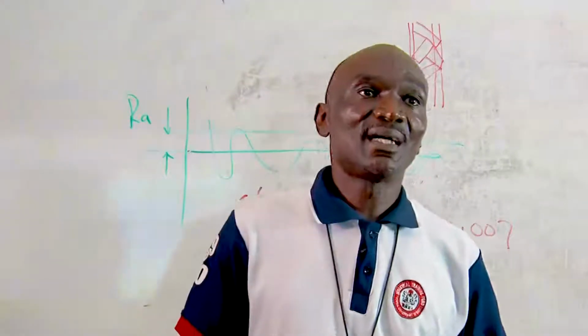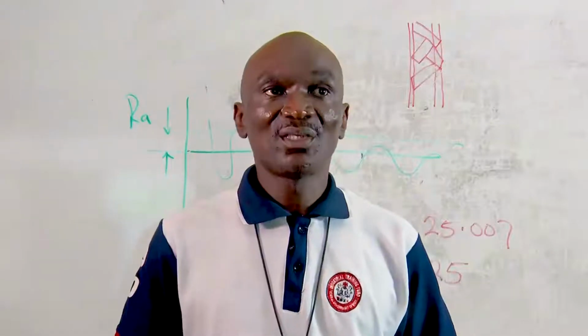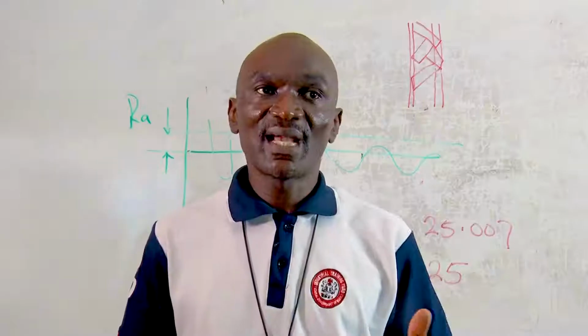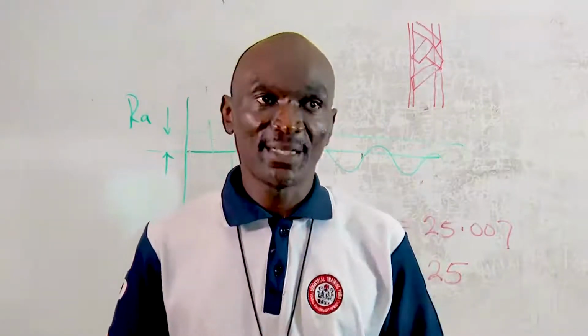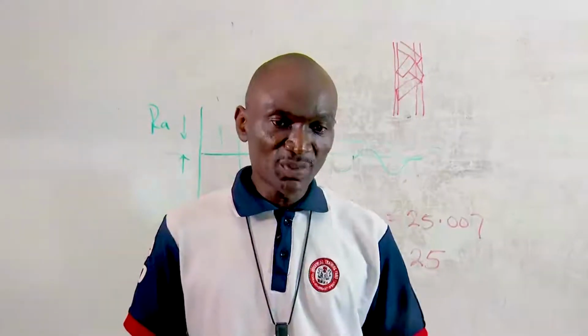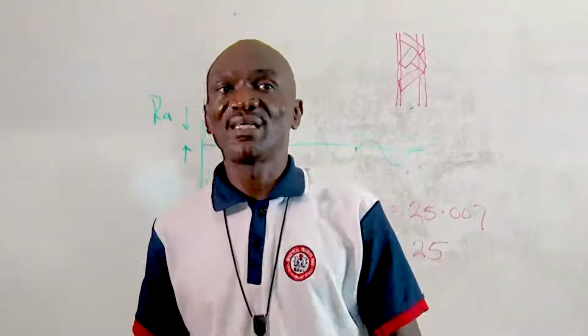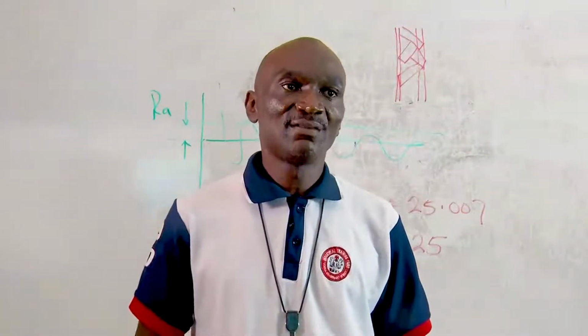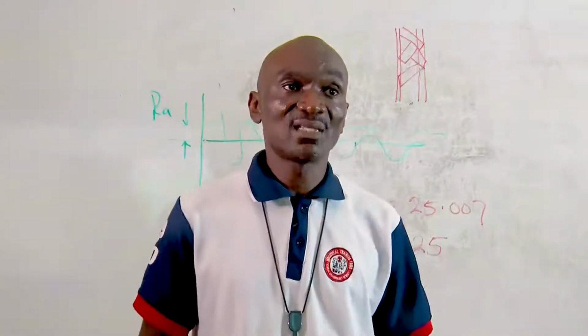The second type of friction, sliding friction. Sliding friction can best be described as the resistance that is created between two objects when they attempt to slide against each other. One could be stationary, the other one is trying to slide over it. The resistance, the frictional force that is generated, is called sliding friction because of the sliding motion that is involved.